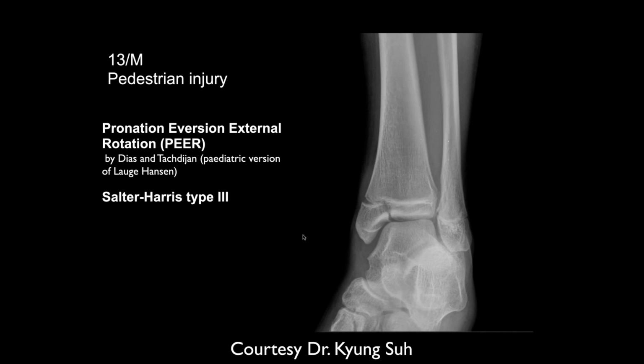Okay, Jennifer. So a 13-year-old male, pedestrian injury, eversion, external rotation. We can see here that there is a fracture of the medial malleolus, and yes, it will be a Salter-Harris 3 since it extends to the growth plate.